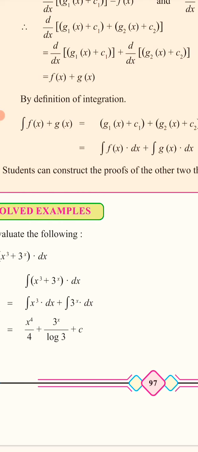For x cube, we use the first standard result: integration of x raised to n is x raised to n plus 1 upon n plus 1. So 3 plus 1, that is 4, upon 4, plus the integration of 3 raised to x dx. Integration of a raised to x is a raised to x upon log a. Same thing, integration of 3 raised to x is 3 raised to x upon log 3 plus c.